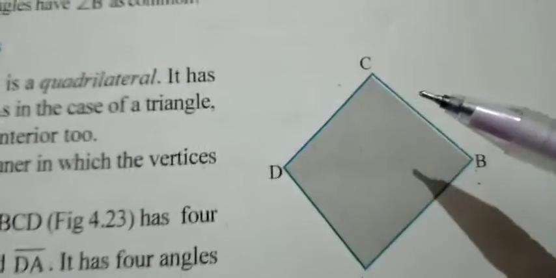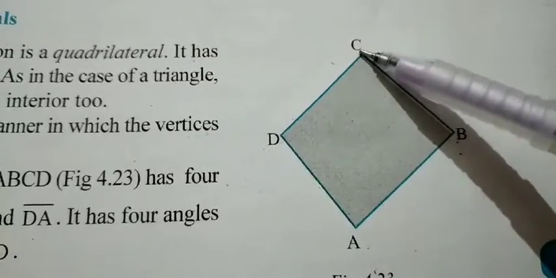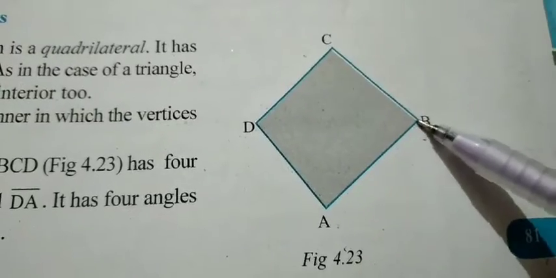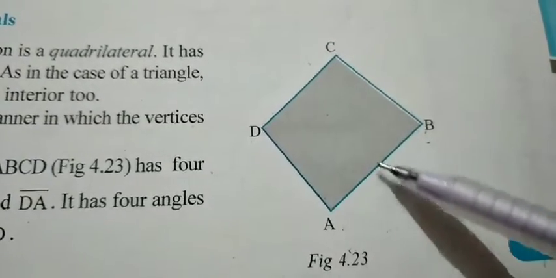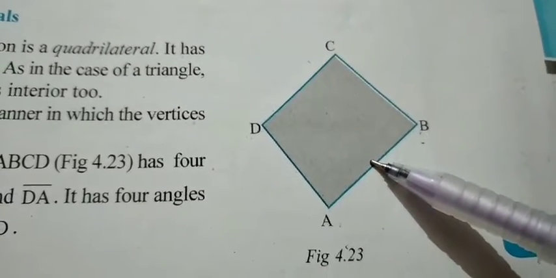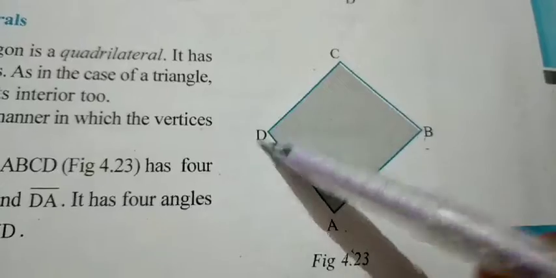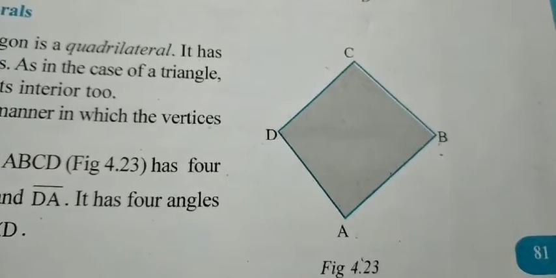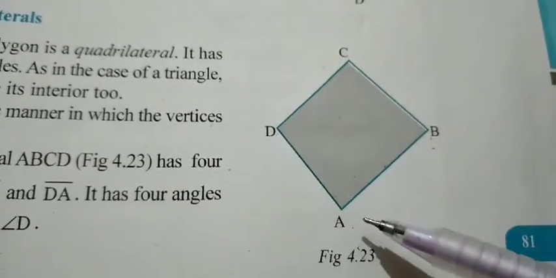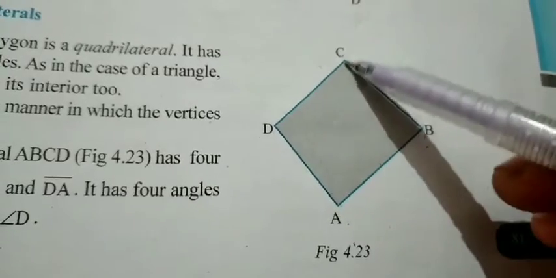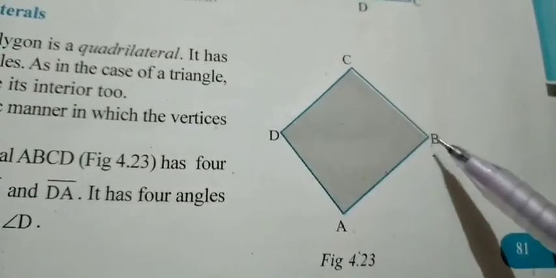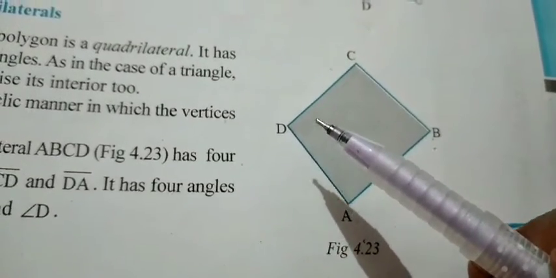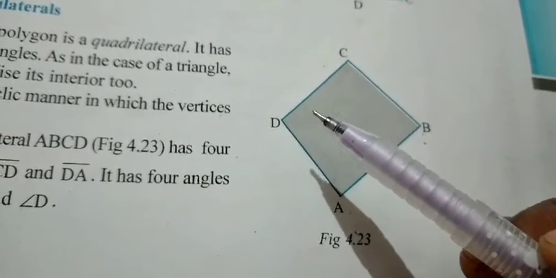Now when we talk about opposite sides, line segment CD and line segment AB or BA, these two sides are considered to be a pair of opposite sides. Another pair is AD and BC. How many pairs of opposite sides are there? Two pairs of opposite sides. Now if we talk about opposite angles, then angle A and angle C is one pair of opposite angles, and angle B and angle D is another pair. So two pairs of opposite angles are there.